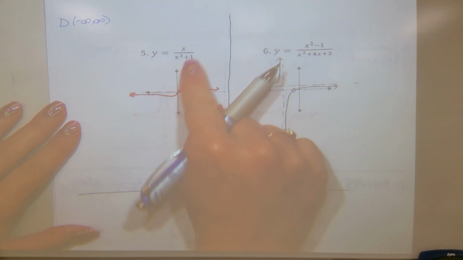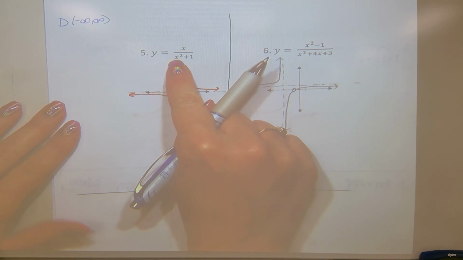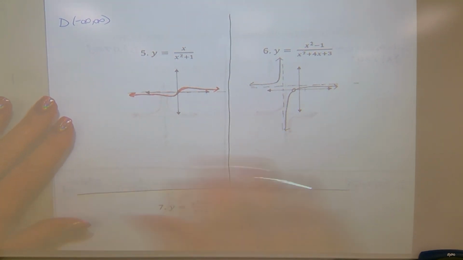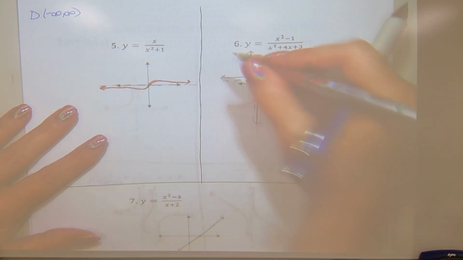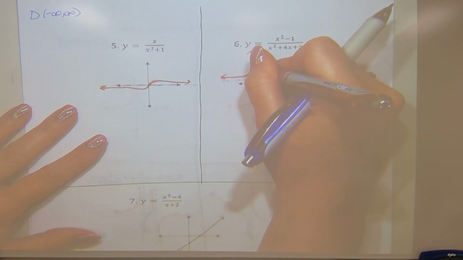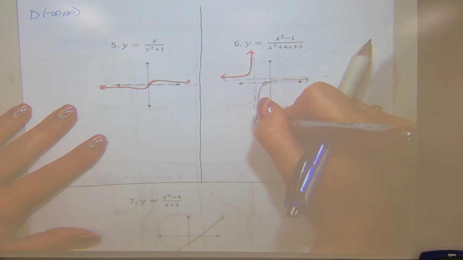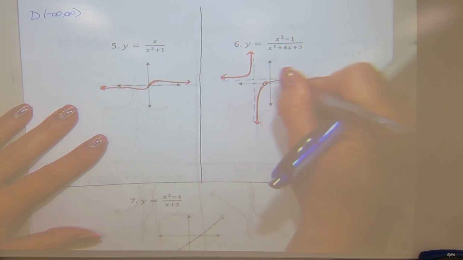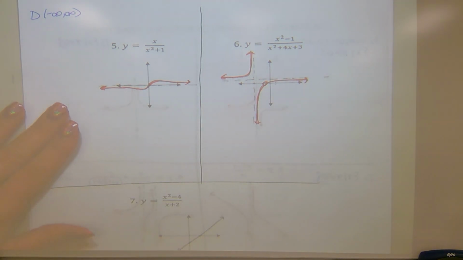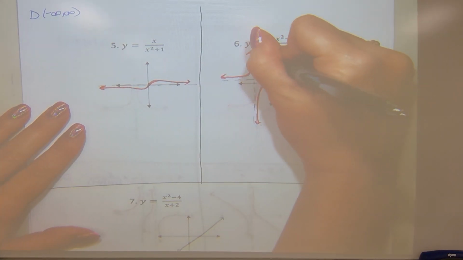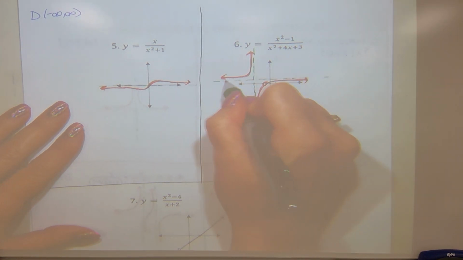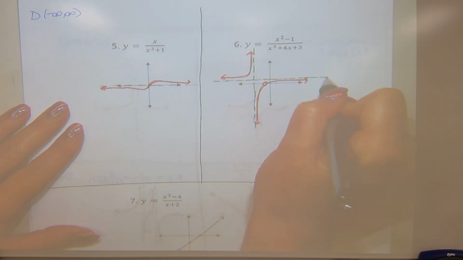If I look at my equation, I see that I have a variable in the denominator. That tells me that I have a rational function instead of a polynomial function. For number 6, I see that this curve's interesting. It's got a hole, and then it goes off. I see I've got a vertical asymptote right there. I've got a horizontal asymptote here.